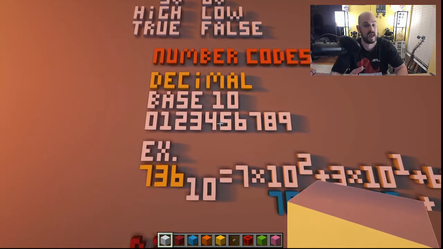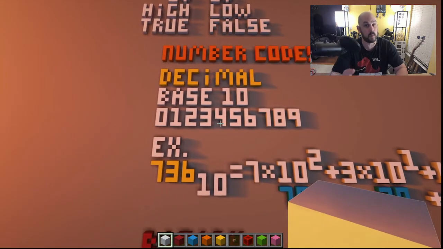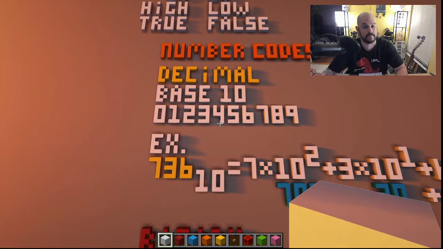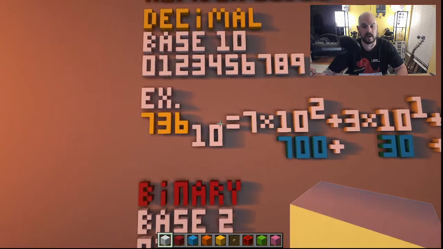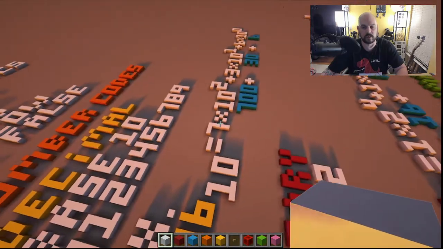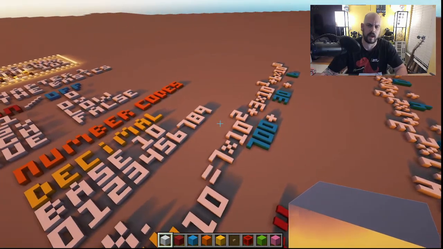So base 10, meaning that there's 10 numbers: 0, 1, 2, 3, 4, 5, 6, 7, 8, 9. And here's an example of that, going back to some grade school stuff.